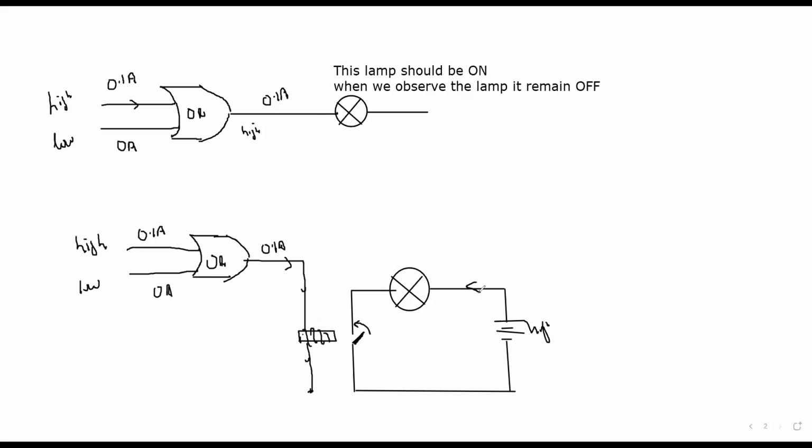As it closes the switch, the voltage and the current are high here. For example, it is producing 3 ampere. This 3 ampere is sufficient to light up this lamp. So what will happen? This lamp will be on.